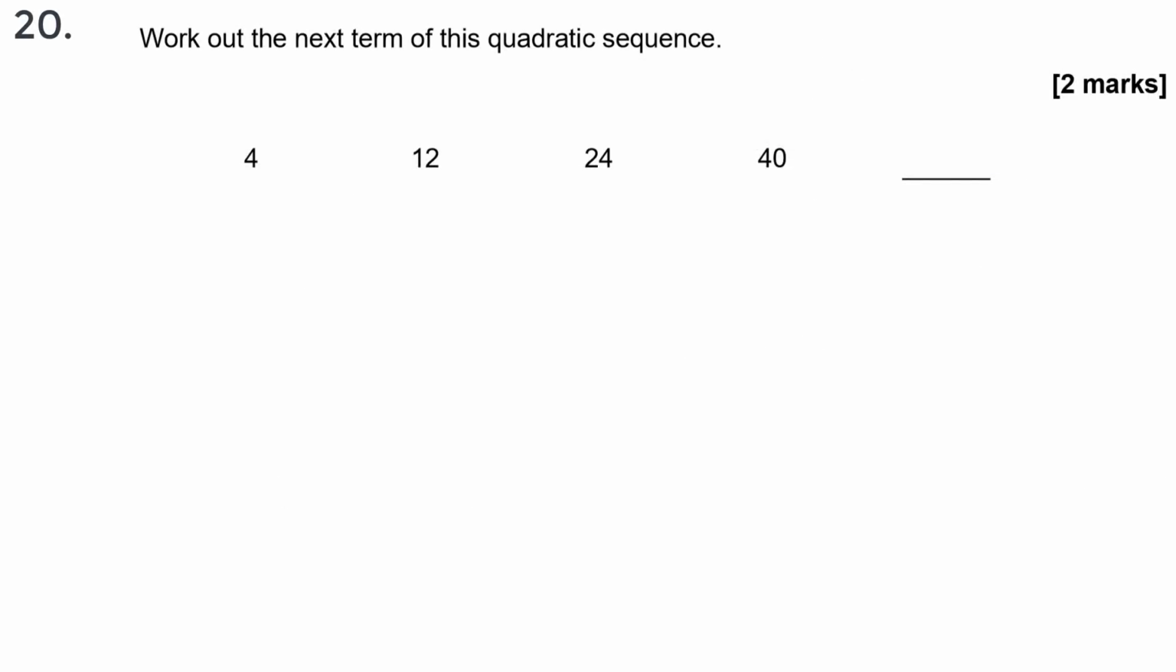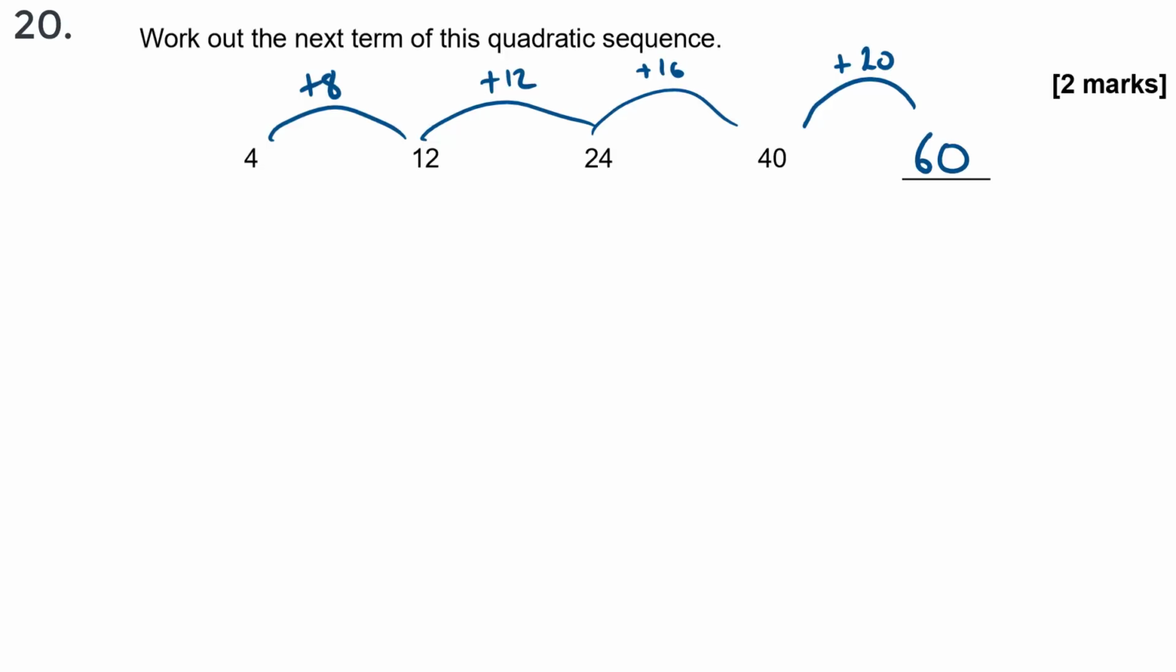Find the next term in a quadratic sequence. Now, quadratic sequences don't go up in even jumps like linear ones. This one between 4 and 12 is plus 8, between 12 and 24 is plus 12, and between 24 and 40 is plus 16. So they're not going up in equal jumps, but you can see that there's a pattern in how they are increasing. Plus 8, plus 12, plus 16, and the next one is going to increase by plus 20. So 40 plus 20 is 60.